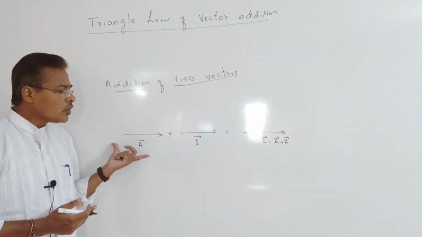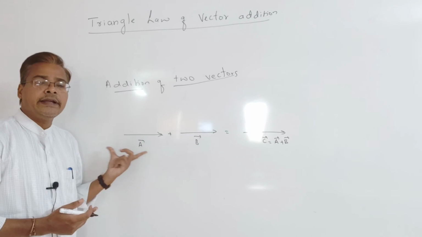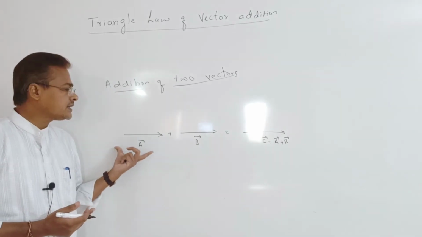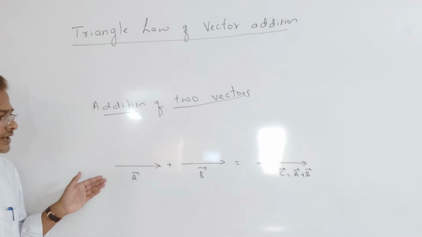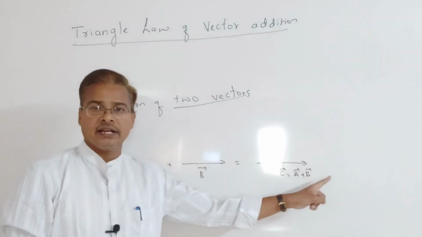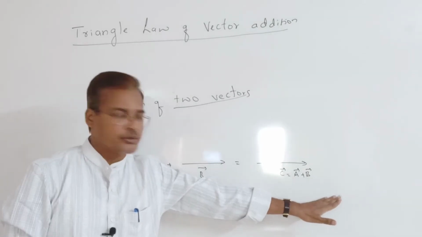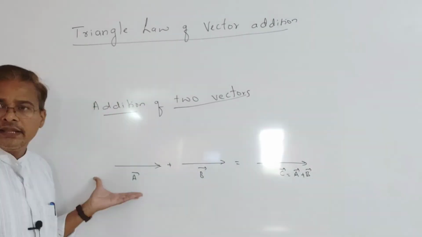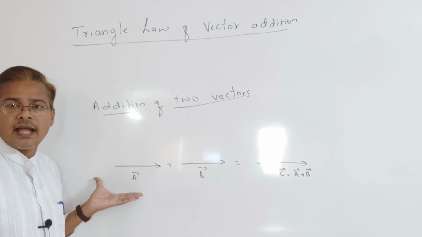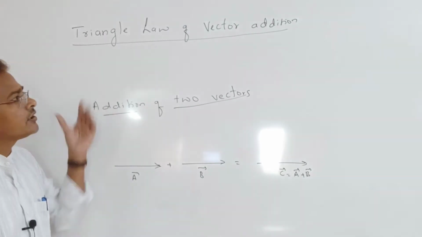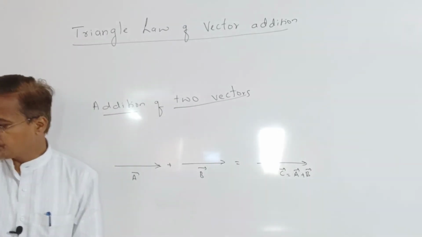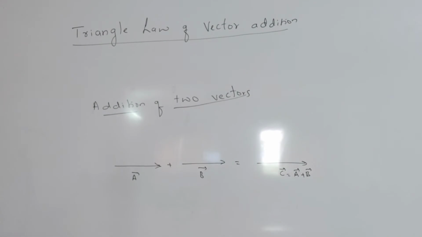So some laws are there. Using that law, it is very easy to understand the addition of two vectors: A vector plus B vector equals C vector. So this is one simple way I have taught you. Now let us understand how to add using the triangle law. Addition of two vectors.